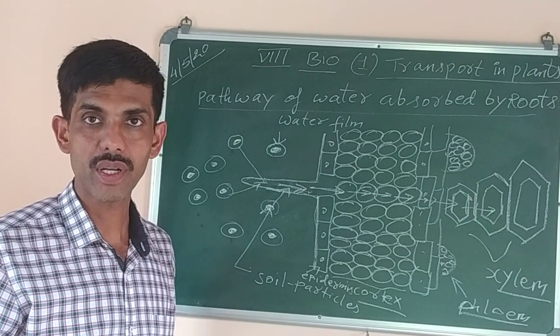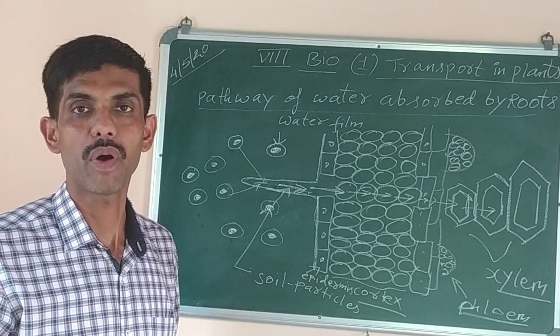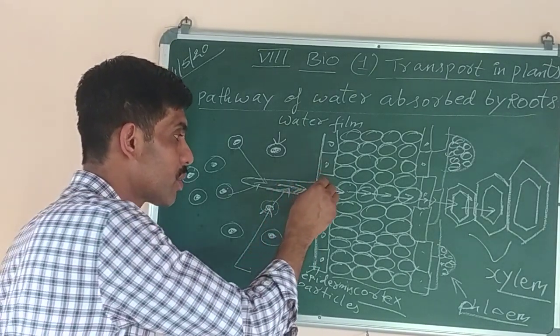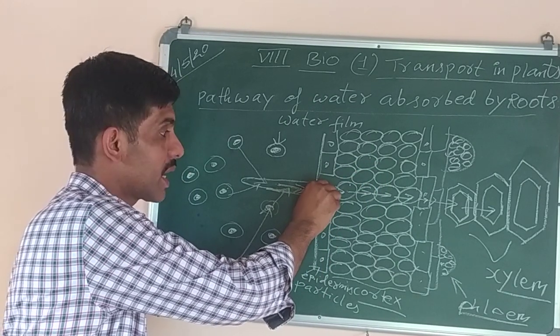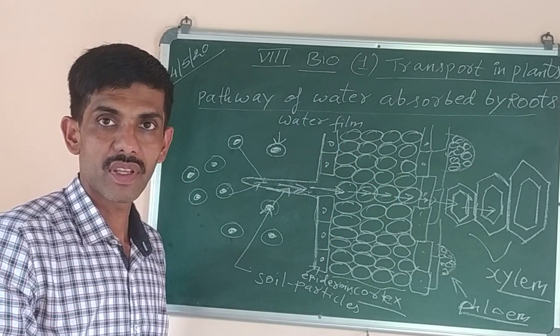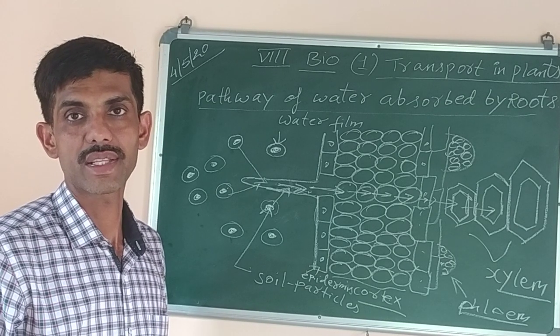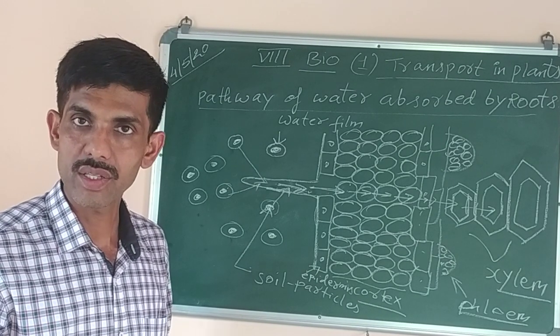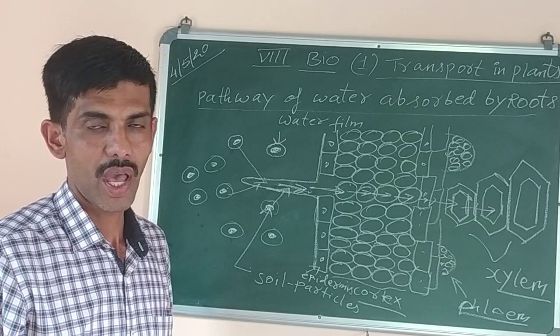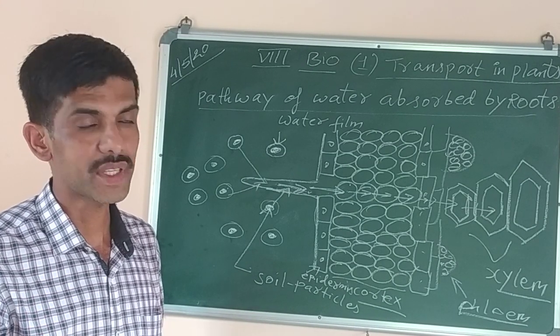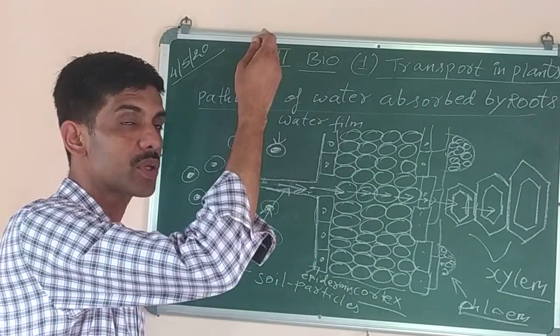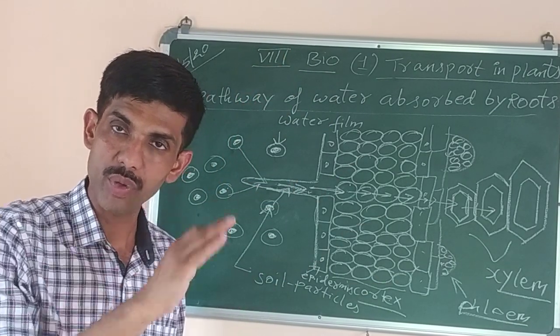So what is root pressure? The continuous movement of water molecules from one root cell to the next cell creates a pressure inside the root hair cells or inside the root, that is known as root pressure. And this root pressure is the one which helps the water molecules push to the upper parts of the plant up to a certain height.